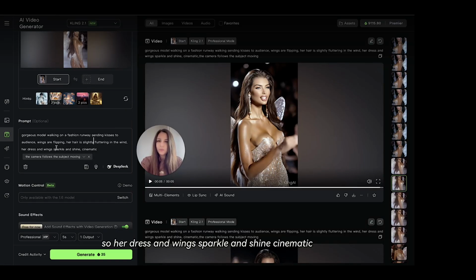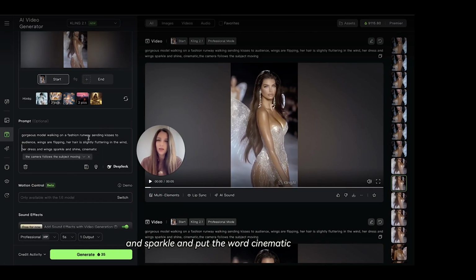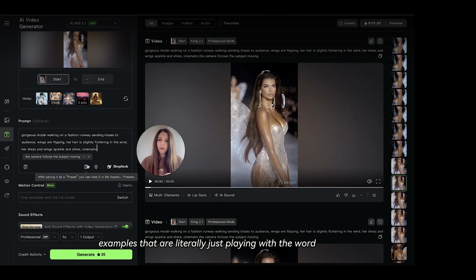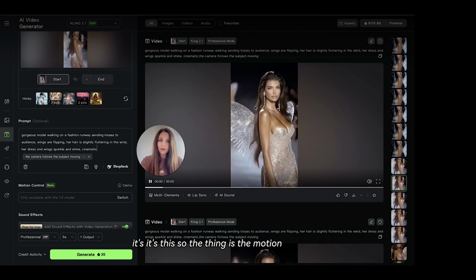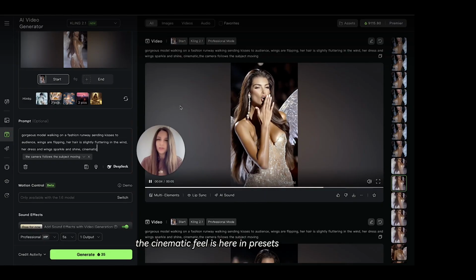So: her dress and wings sparkle and shine, cinematic. I really love this word cinematic. As you may have noticed, I put it in the majority of my prompts very often, and I also put it here on Kling as well. So we also add the dress and wings, or just dress, or dress and earrings, shine and sparkle, and put the word cinematic. So the prompt is here, and it's my base prompt. I will show you other examples that are literally just plain with the word, but the structure is here. The motion, the cinematic feel, is in the presets.